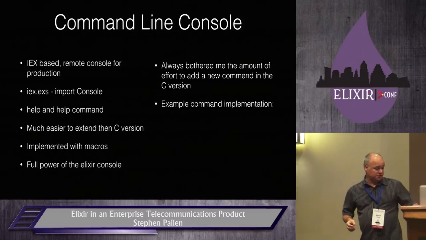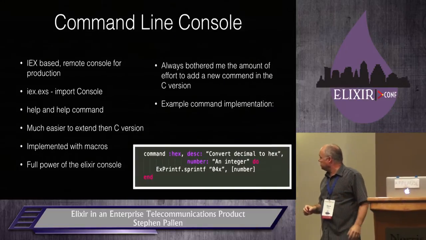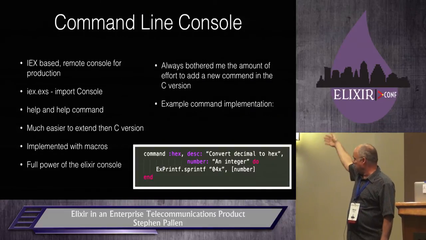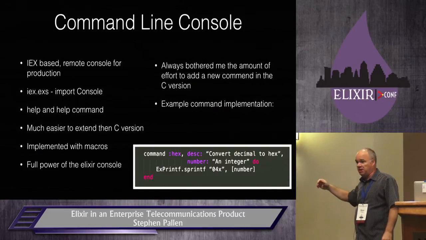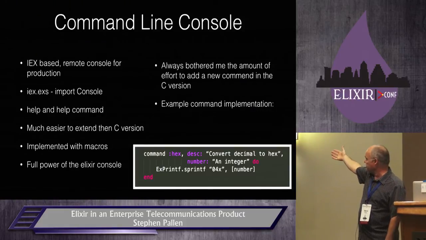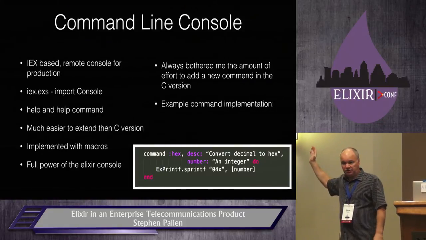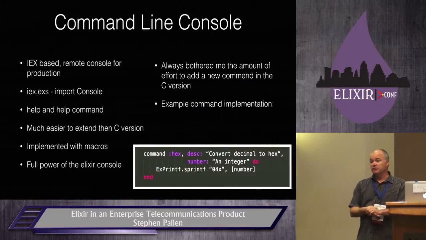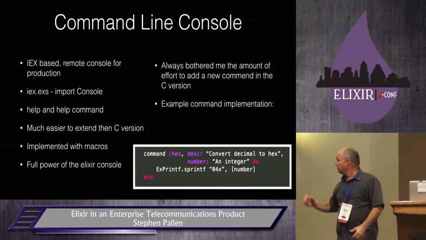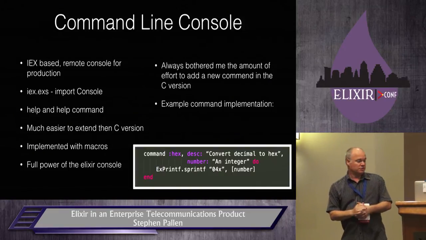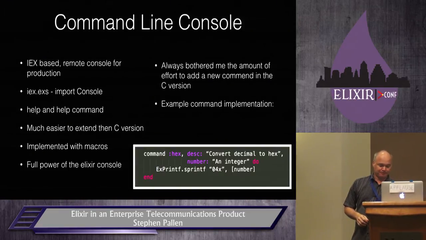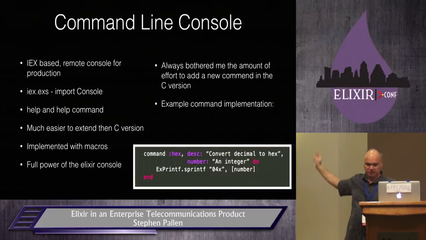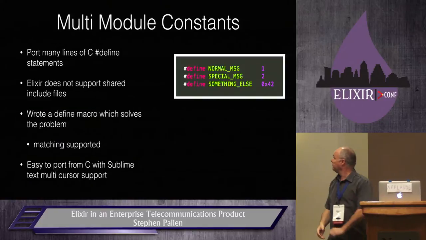So in the new version, the Elixir version, I have a macro called command, and I just call the macro, and the first item is the name of the command, then your help description, then a list of parameters, and then the body of the command. So now when I want to add a command, it's like, you know, three lines of code. I was pretty excited about that. Of course, the help actually knows that, so you don't have to do anything for help. The help system reads all that.